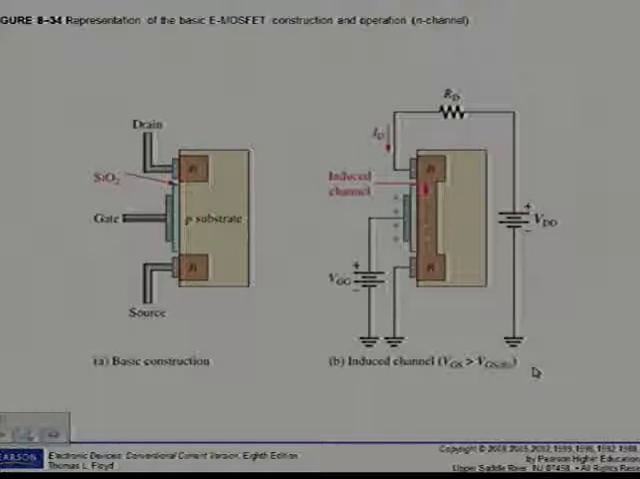Now we're going to look at two different types. The first one is the enhancement MOSFET, and further on we're going to talk about the depletion MOSFET. Now the big difference between the enhancement and the depletion: in the case of the enhancement MOSFET, there doesn't exist a channel between the drain and the source. If you look at figure A, you will find there is no channel between the drain and the source. The moment I apply a voltage to the gate, I basically induce a channel.